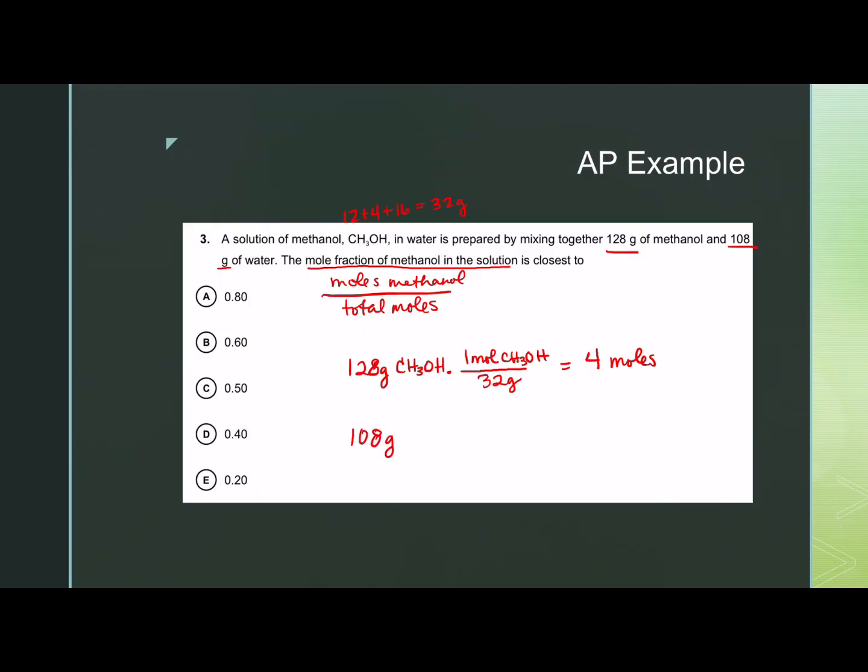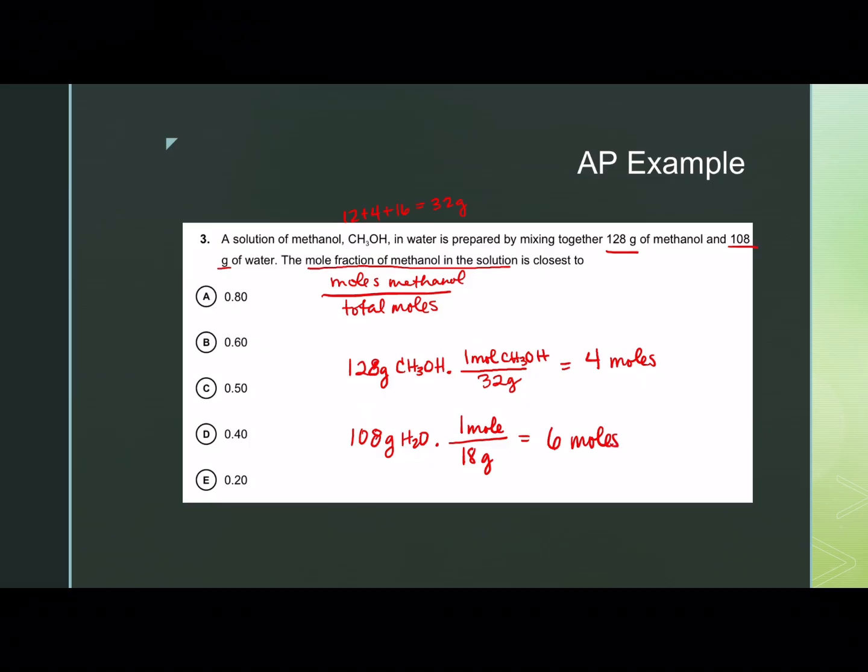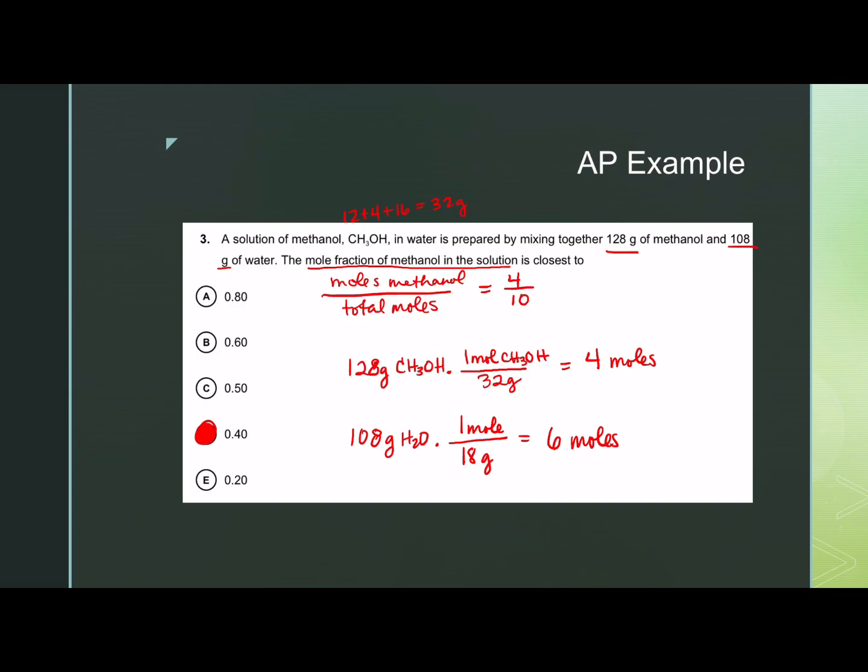So then we move on to the water, 108 grams of water. The molar mass of water is 18 grams per mole, 16 for oxygen and 2 for hydrogen. 108 divided by 18 is 6. Nice even round numbers because we're not allowed to use a calculator on the multiple choice section. So altogether the mole fraction is 4 methanol out of 10 total, and that's 4/10.